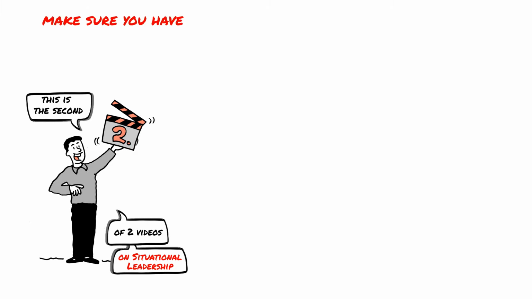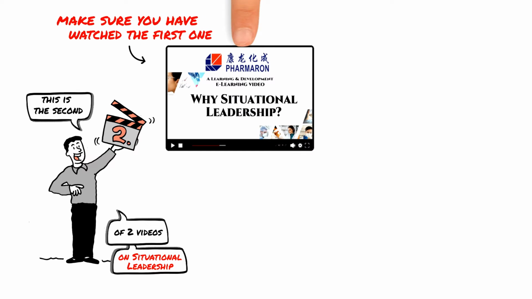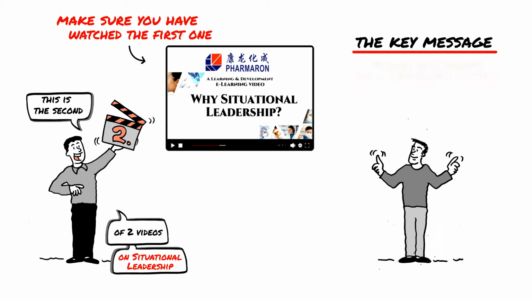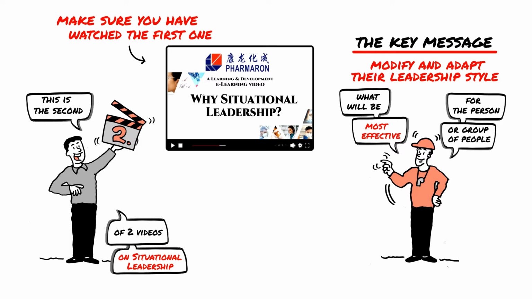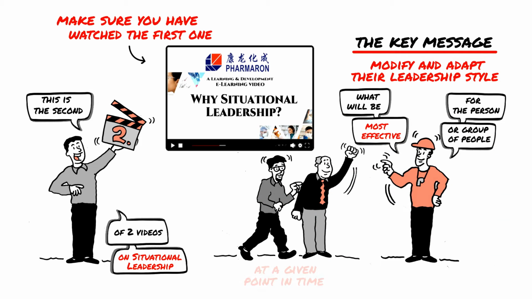This is the second of 2 videos on situational leadership. Make sure you have watched the first one called, Why Situational Leadership? The key message from that video was that effective leaders modify and adapt their leadership style according to what will be most effective for the person or group of people being led at a given point in time.